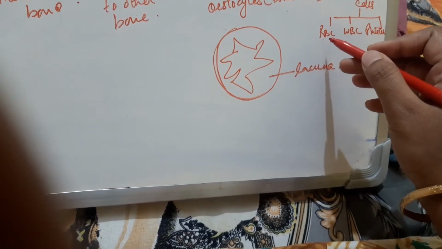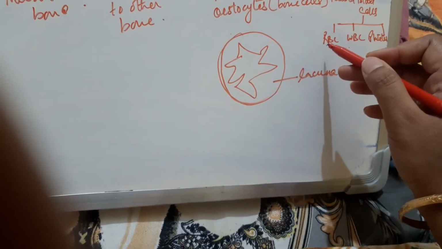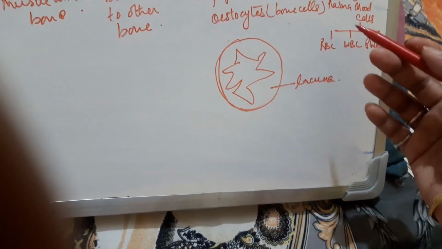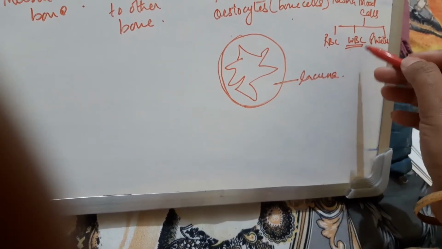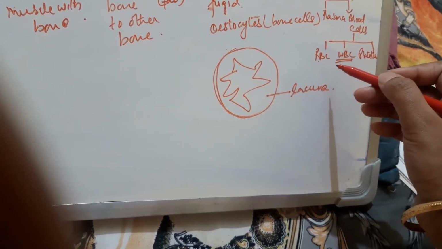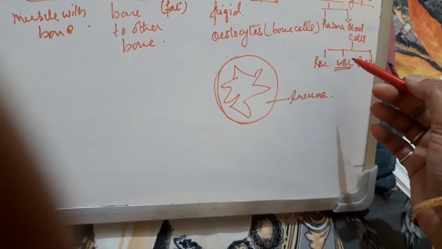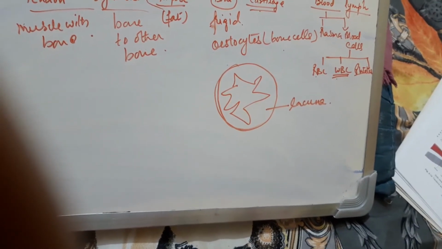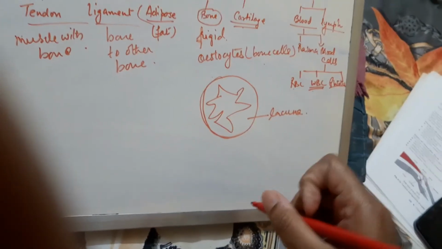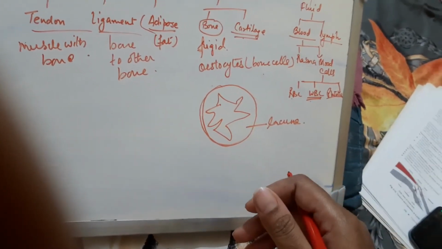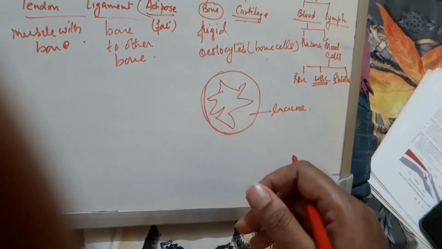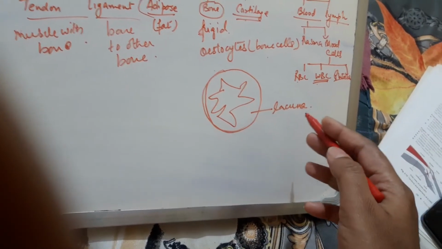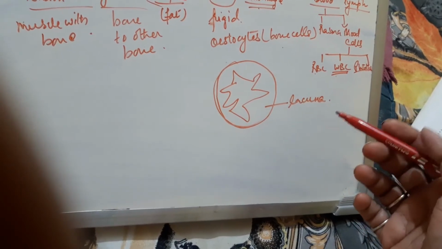RBCs are basically responsible for carrying oxygen, having hemoglobin, forming oxyhemoglobin. WBCs are generally the fighting cells of the body. They fight against diseases. And platelets are basically responsible for stopping blood flow outside the body by forming a mesh-like structure. So these are the parts of the blood. They are the fluid connective tissue.